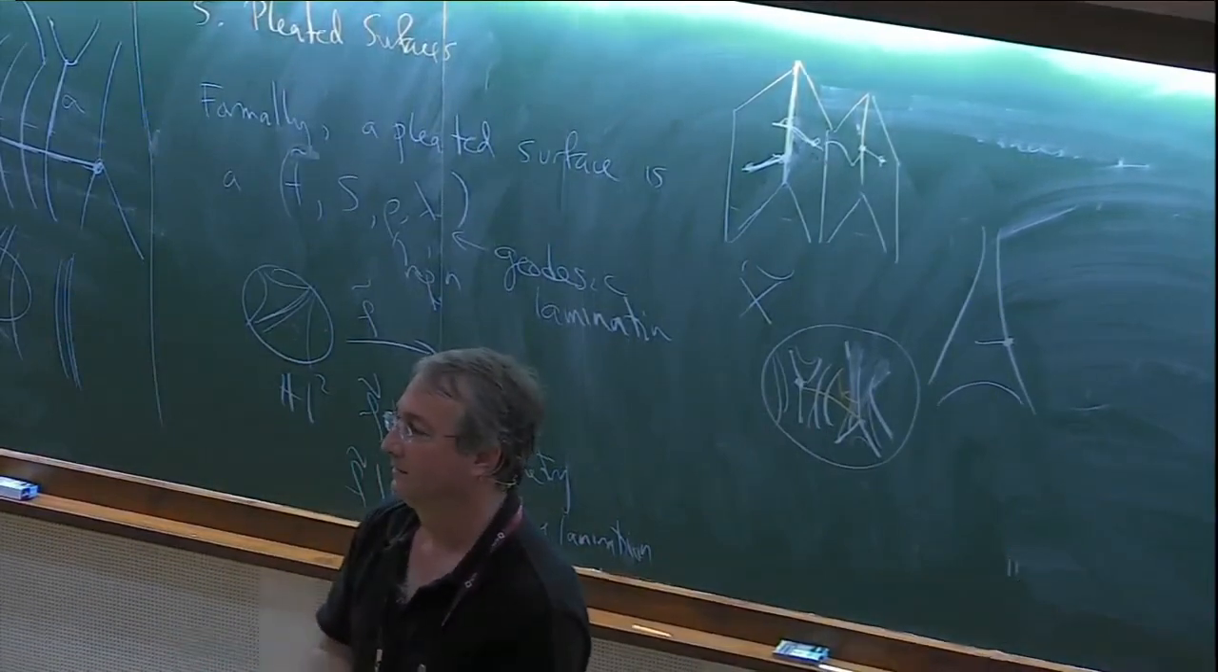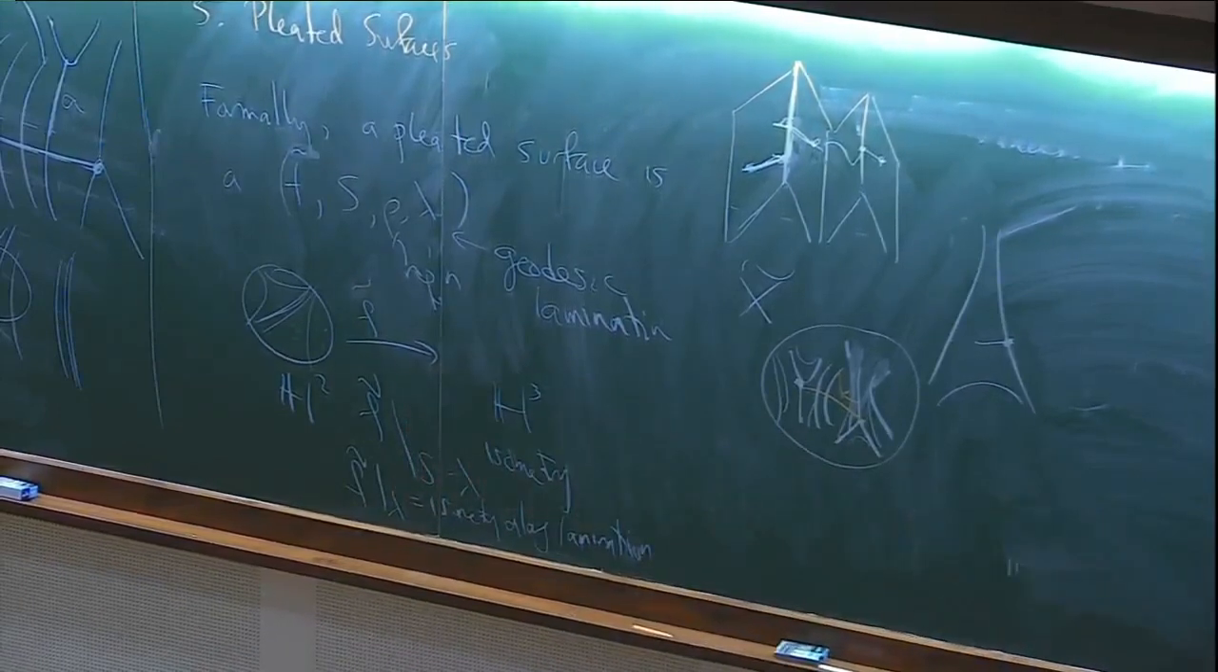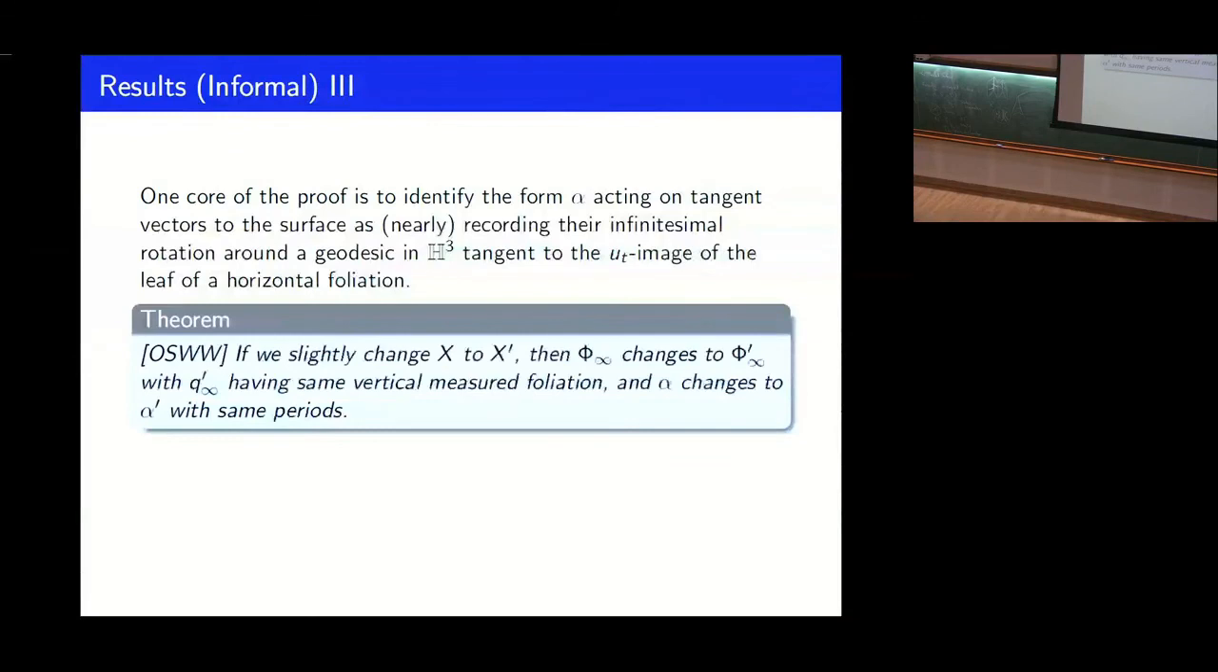Any more questions? A description of this compactification that does not depend on the choice of a base Riemann surface. That's an interesting question. Well, if we slightly change x to x prime, then what happens? Phi infinity changes to phi infinity prime, Q, and alpha changes to alpha prime.